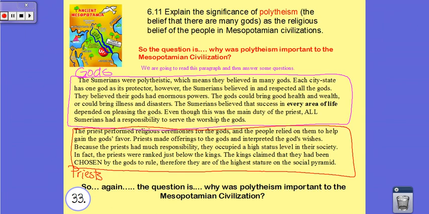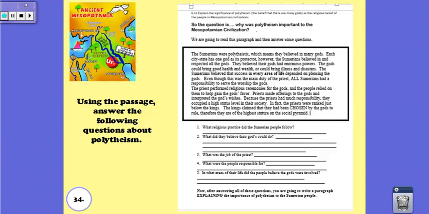All right, we're going to continue going on down. This is 6.11, polytheism. I hope by now you know what polytheism is, the belief in many gods, and that monotheism is the belief in one God. So you need to know that the Sumerians were polytheistic, what the job of the gods was, and what the job of the priests was. We went over that. I think we've talked about that plenty. You should not have any trouble with that.